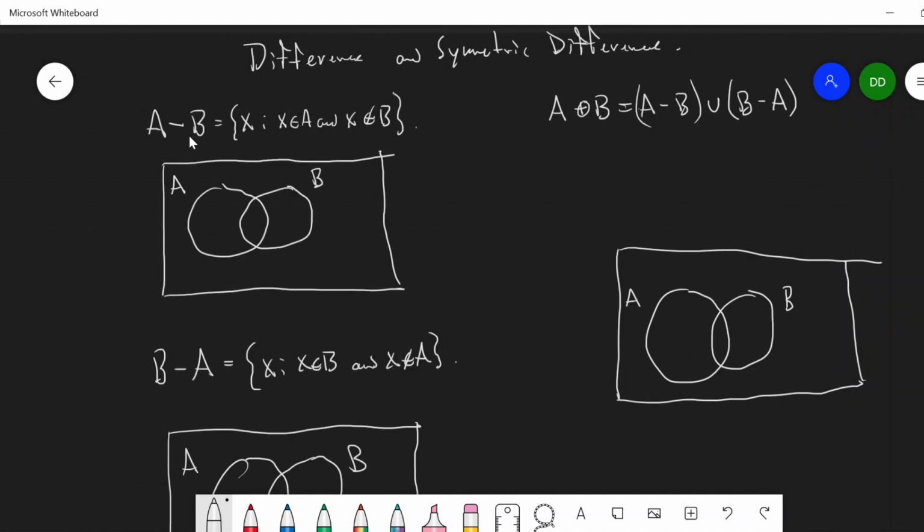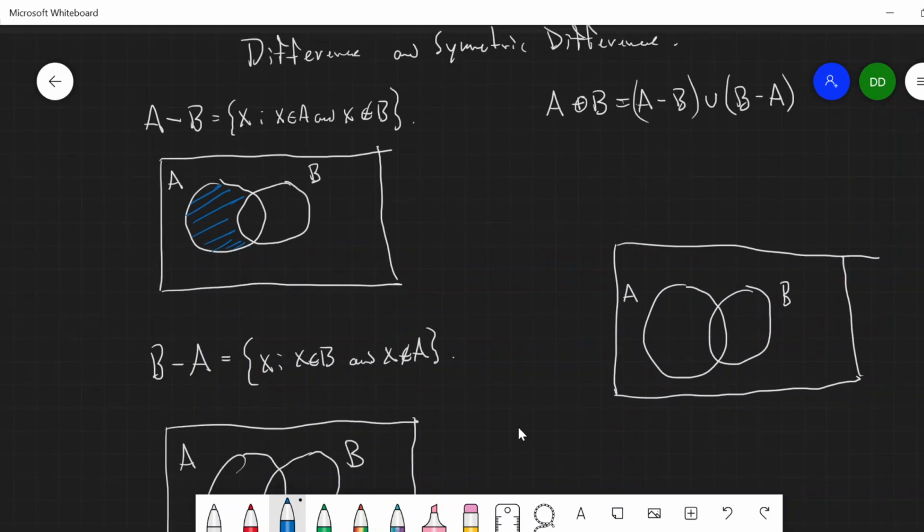So given two sets A and B, A minus B is the set of all elements that are in A, but not in B. So in terms of Venn diagrams, that looks like this, right? I collect everything that's in A, but I exclude the elements that are in B. So that means this intersection between A and B, I don't want to include that. I don't want anything that's in B. So this is just this part. That's the Venn diagram for A minus B.